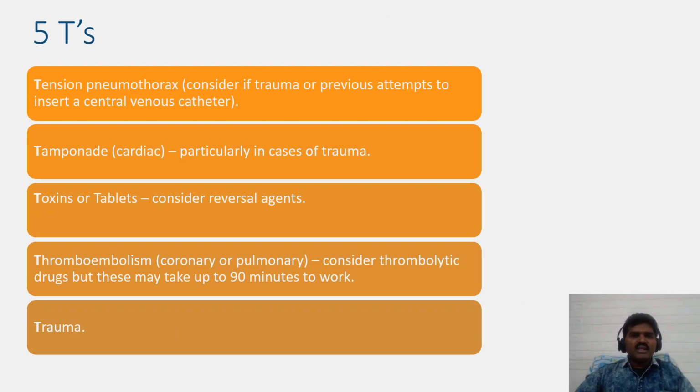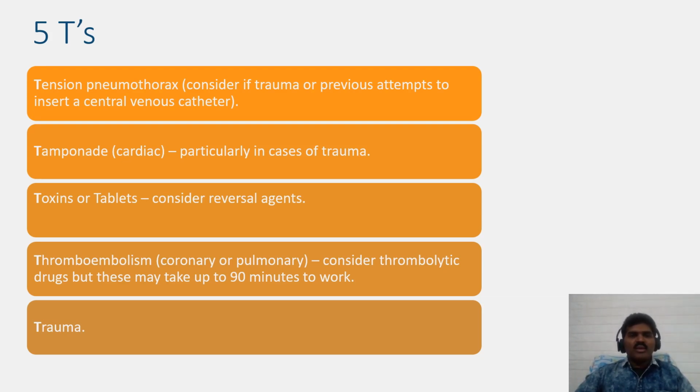5Ds. Tension pneumothorax. Consider if trauma or previous attempts to insert a central venous catheter were performed before the cardiac arrest. You need to decompress the tension pneumothorax as early as possible, followed by post resuscitation insertion of a chest tube. Cardiac tamponade, particularly in case of trauma, you need to aspirate the fluid by transcutaneous pericardiocentesis under ultrasound guidance.